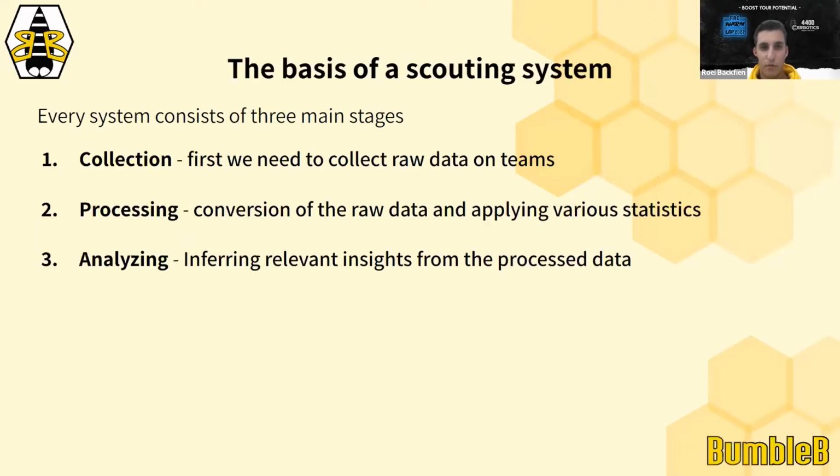So we're going to start by talking about the basis of a scouting system. Every system consists of 3 main stages. The first stage is collection. First, we need to collect raw data on the teams that we want to use. The second stage is processing, which is the conversion of the raw data and applying various statistics to analyze the data. The third stage is analyzing, which is inferring relevant insights from the processed data.